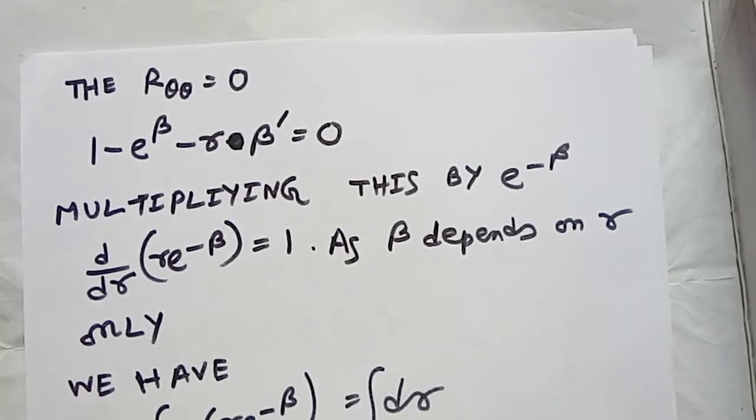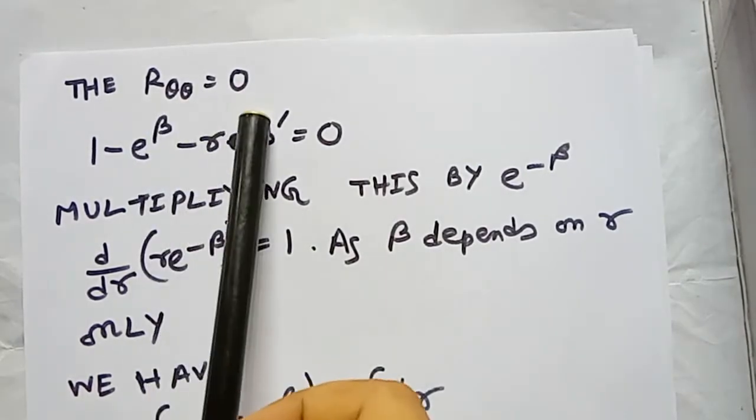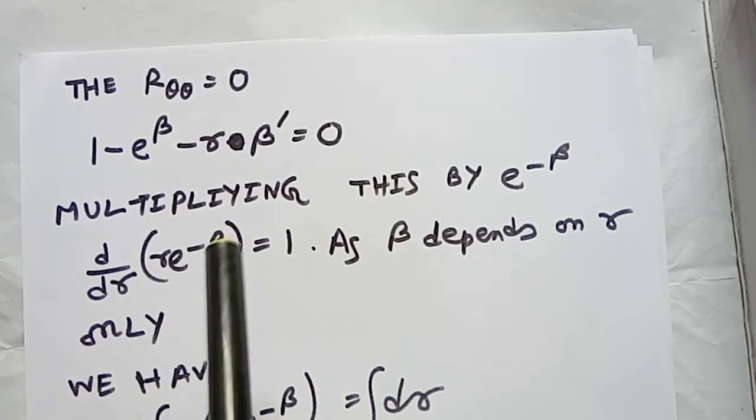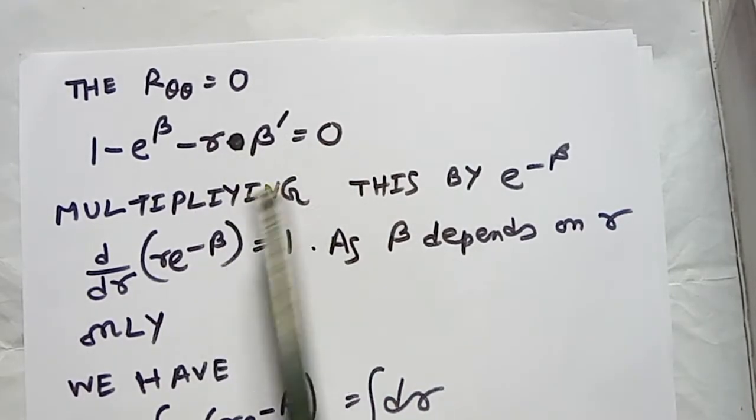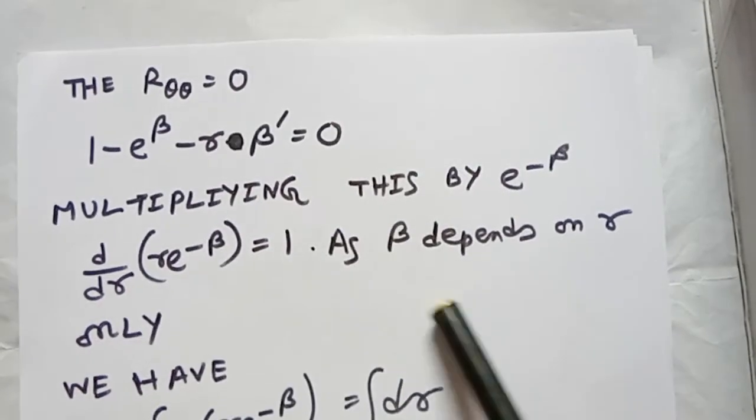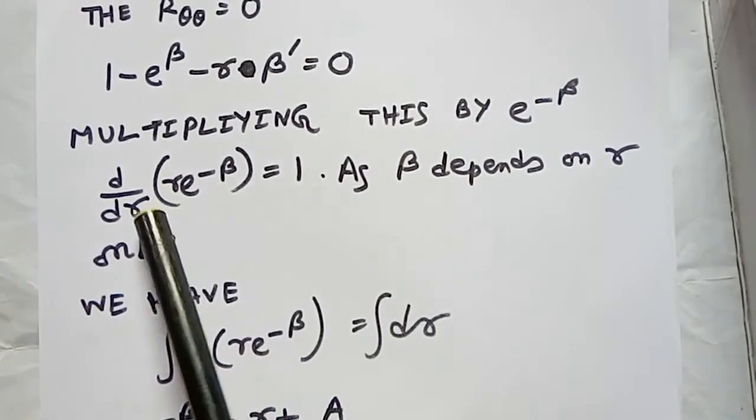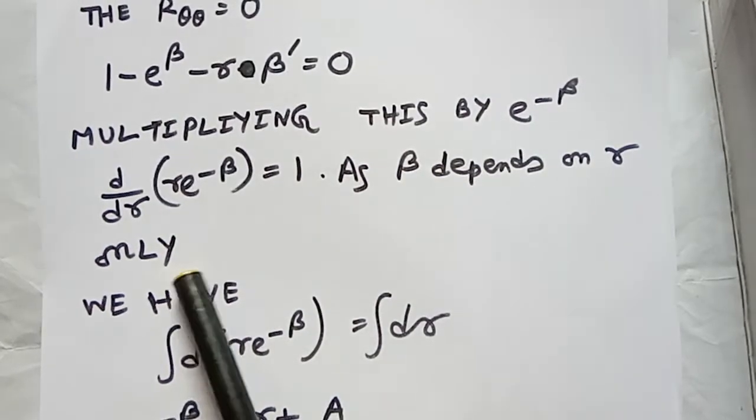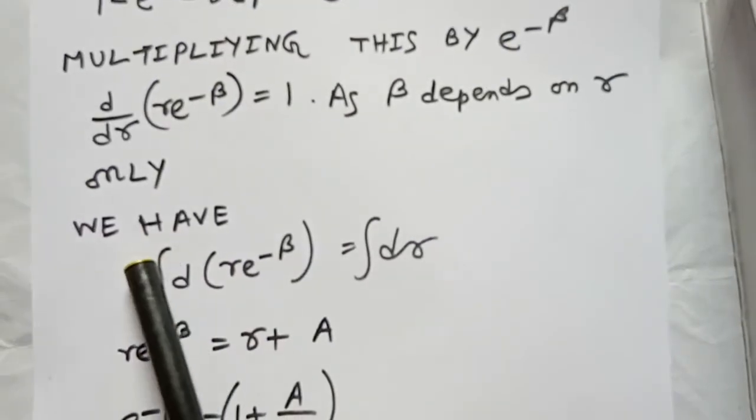Now R r theta equal to 0, we know that, and 1 minus e to the power beta minus r e to the power beta prime equal to 0. Multiplying by e to the power minus beta, we have simple mathematical and differential calculation. We have d by dr of r e to the power minus beta equal to 1, where beta depends only on r.